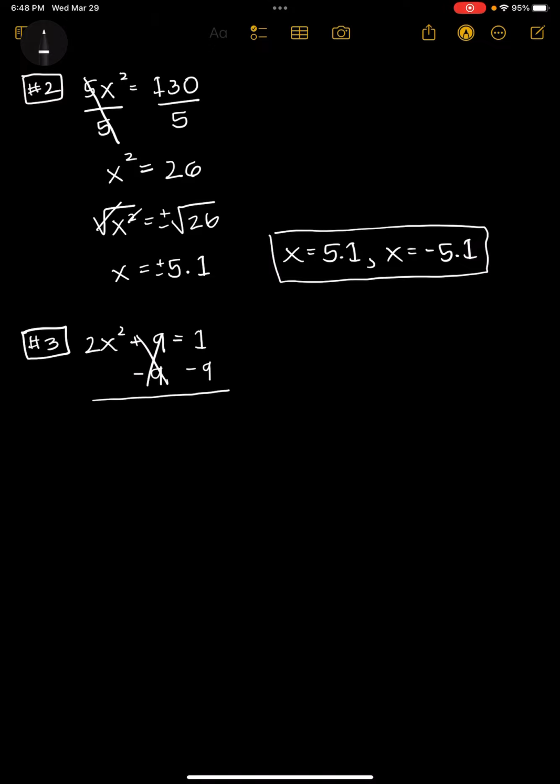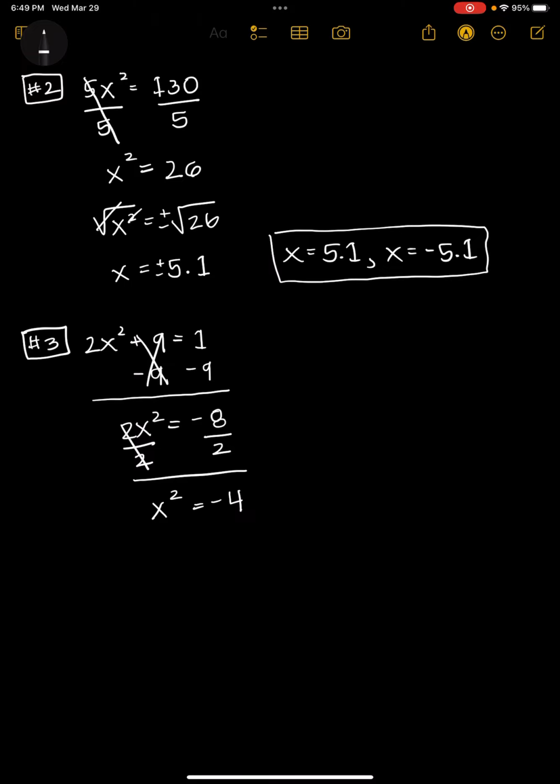The 9's cancel out on the left side. We're just left with 2x squared. And then on the right side, we have 1 minus 9, which gives me negative 8. Still want to get the x squared by itself, which means I need to move the 2 that's in front of it. The 2 is multiplying, so to get rid of it, we're going to divide each side by 2. And then the 2's cancel out. Over here, we're left with x squared, and negative 8 divided by 2 is a negative 4.